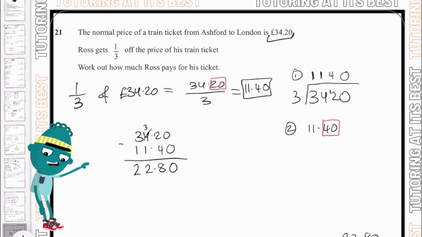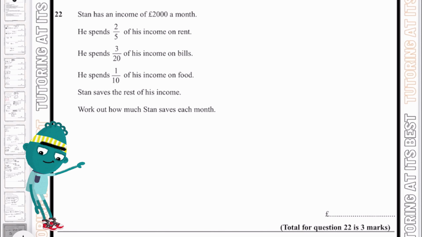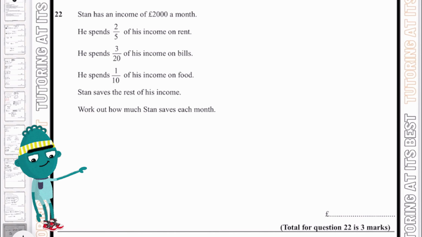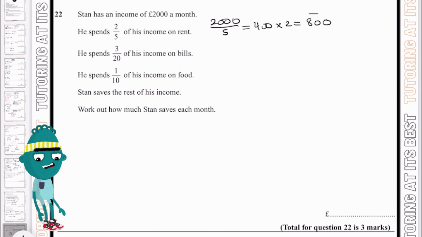Okay, let's go over to the final question. Question 22. So Stan has an income of £2,000 a month, and he spends 2/5 of his income on rent. So again, we'll have 2,000, we'll divide it by our denominator, which is 5, giving 400, and then times that by 2, which will give us 800. So we now know he spends £800 on rent.